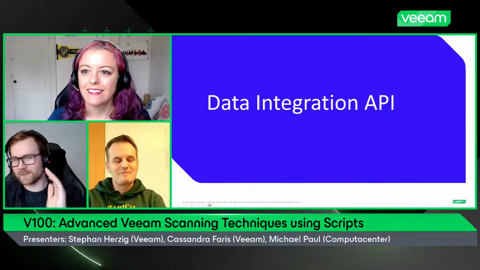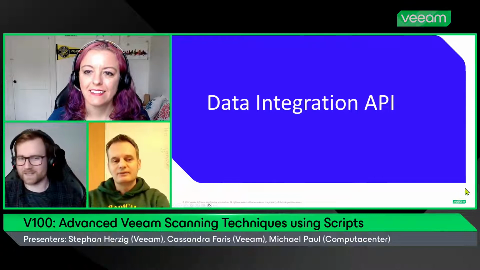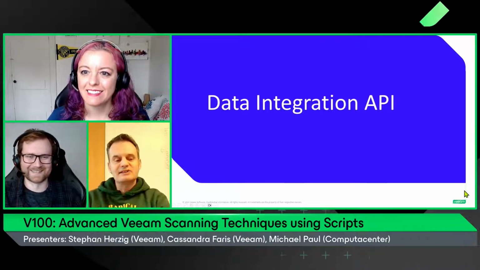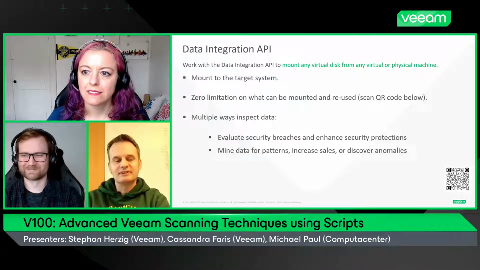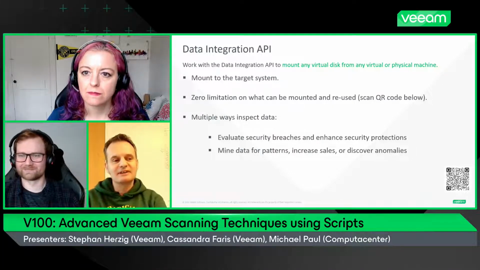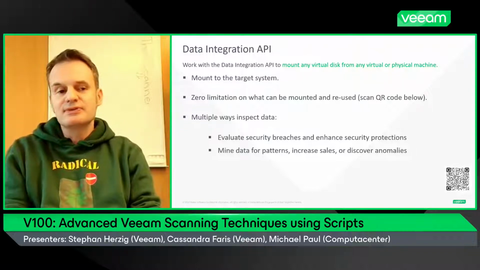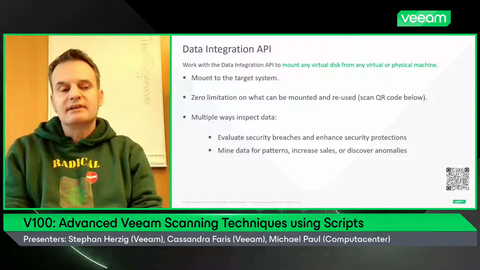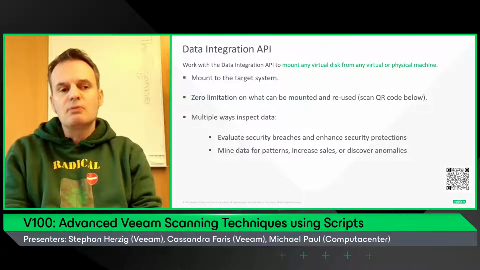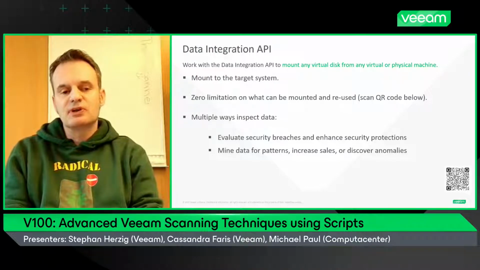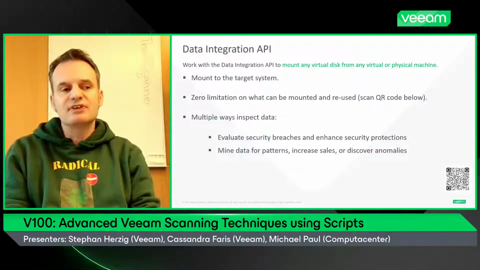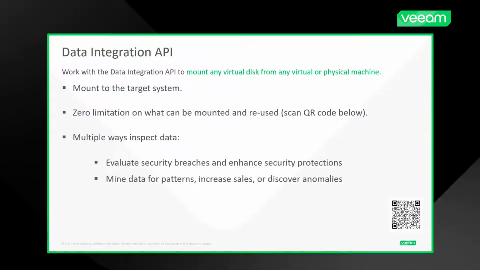So instead, Steve, let's talk about the data integration API. Yeah. Let's get this back on track. Let's talk about my best friend here, right? The data integration API, also an old body in our product. Here, as you can see on the screen, we can mount almost every backup that's present in your repository to a target system. Here you also have a QR code. Please have a look in our help center to see what's supported. And because zero limitation, I don't like zero.